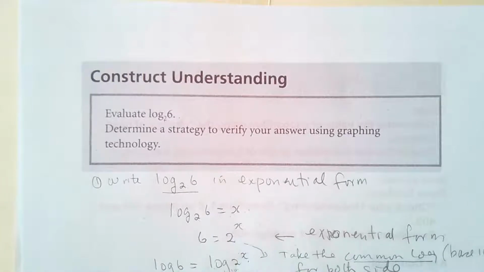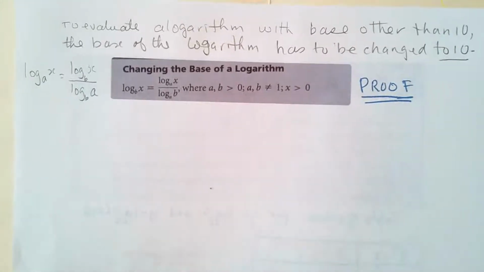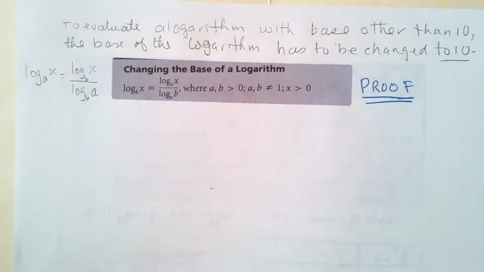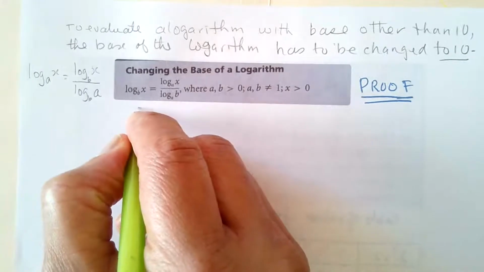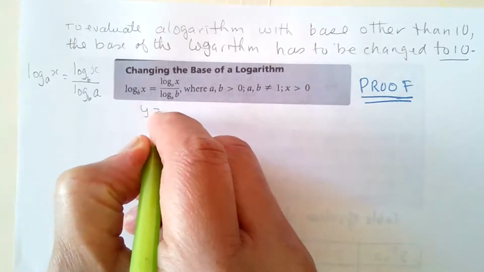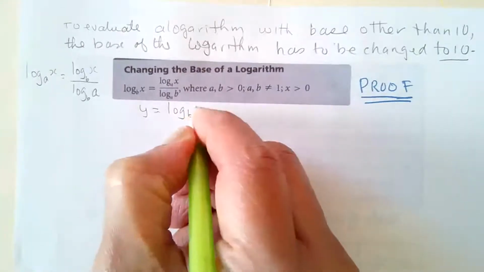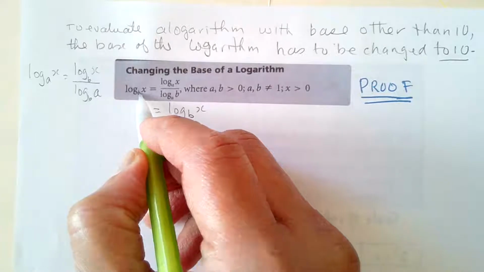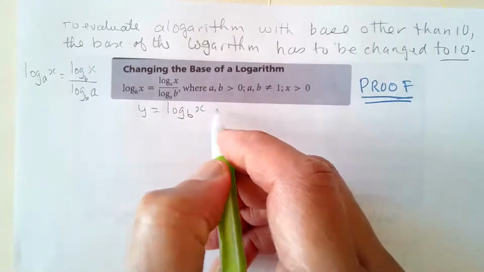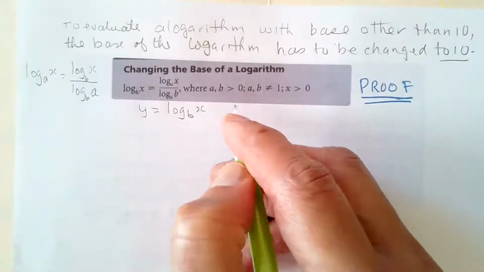We are in principle applying that rule. Let's see how we can prove that formula. So let's consider y equals log b of x. Remember what we did in the first case here. We have our log and we change that to exponential form. So we'll use the same strategy here.